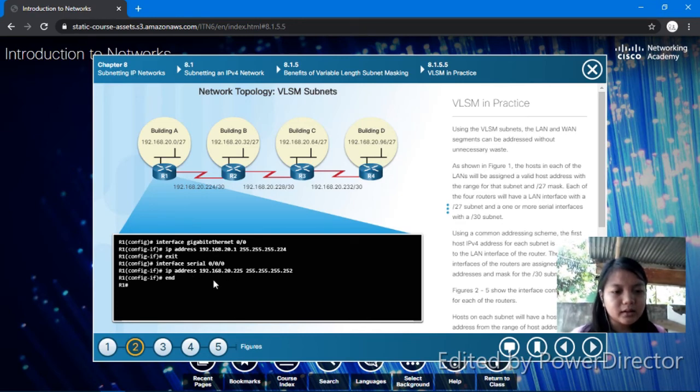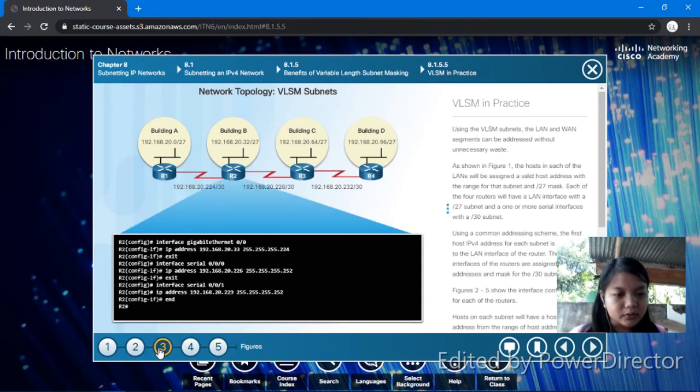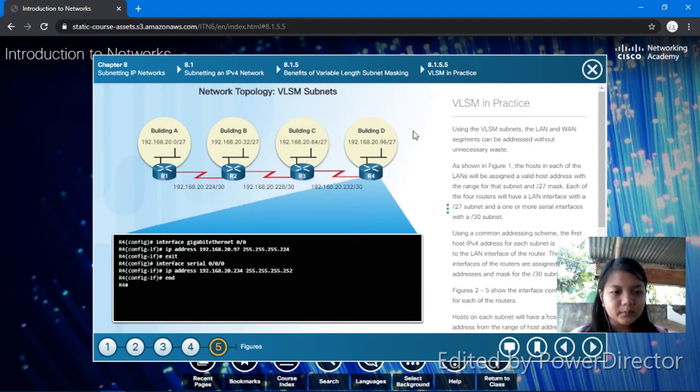The inter-serial interface, so this one is this one. It has a subnet mask. Then number 3 is for building B. This one is for building C, and this one is for building D.